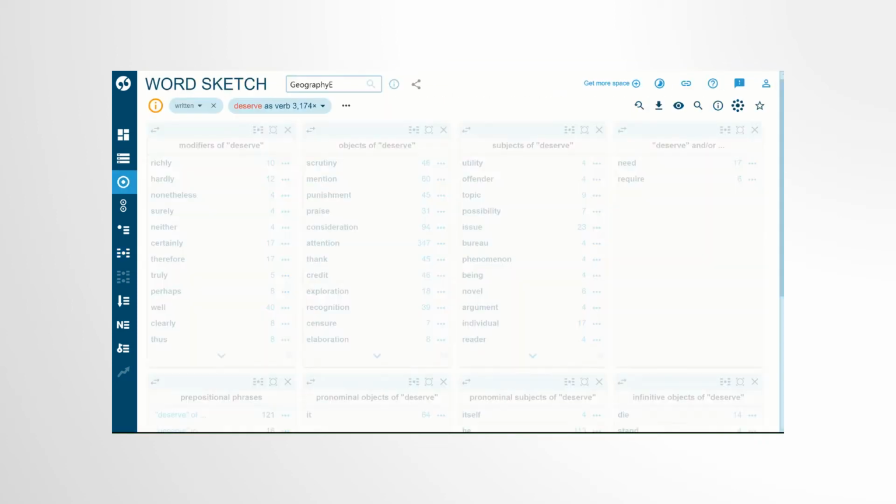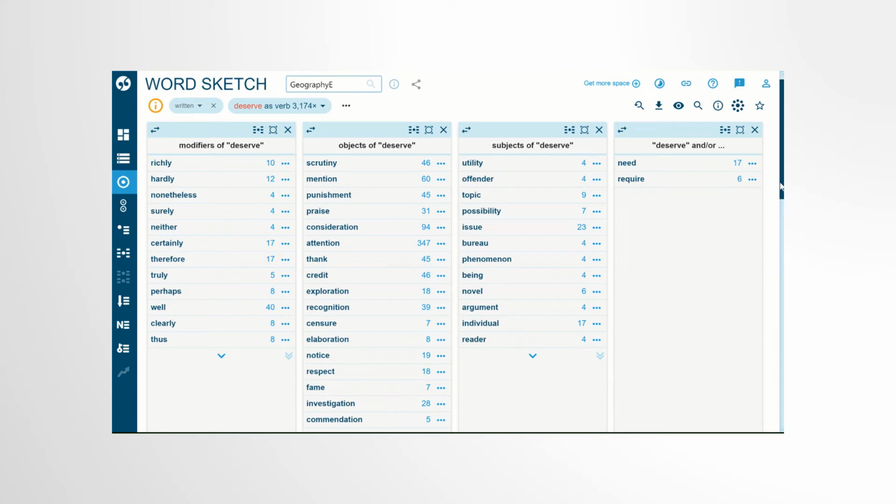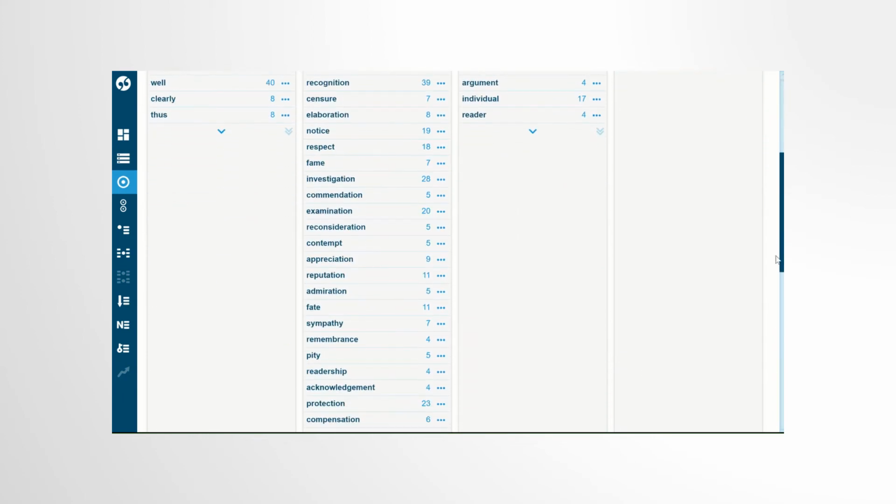Deserve plus nouns like scrutiny, consideration, exploration, elaboration. All of these phrases could be used in the last section of an article.